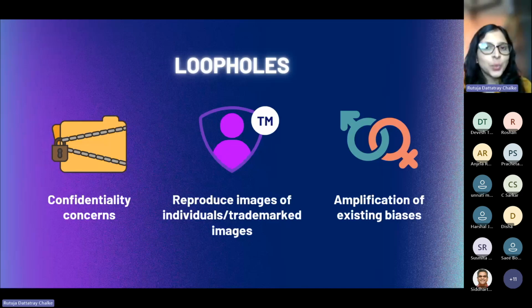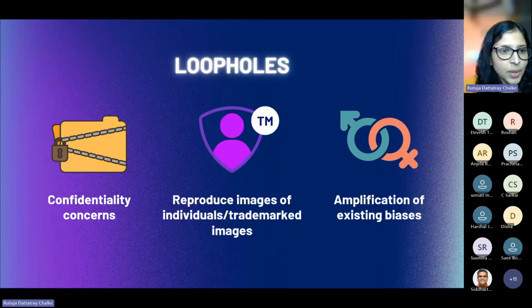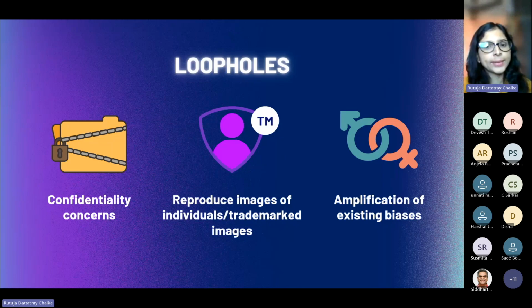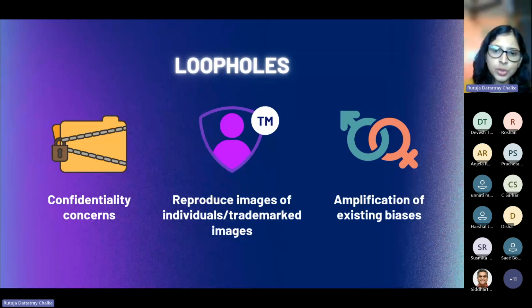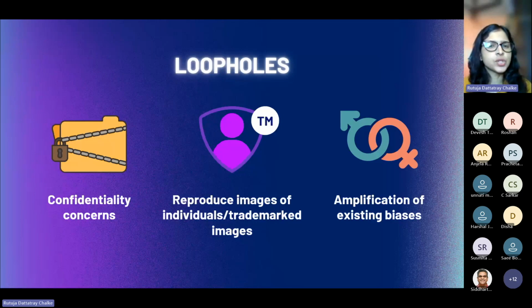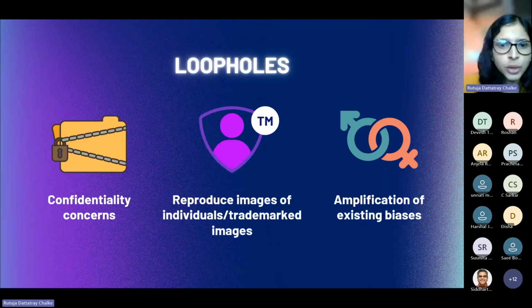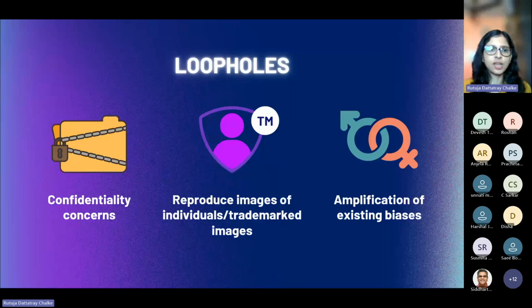So the major loopholes that we observe till now are confidentiality concerns, because AI could a few times leak existing information. It could reproduce images of individuals or even trademark images. So if I'm generating an image of a patient by giving a reference of a certain patient image, it could exactly reproduce the patient image, which obviously puts the patient's identity at concern.